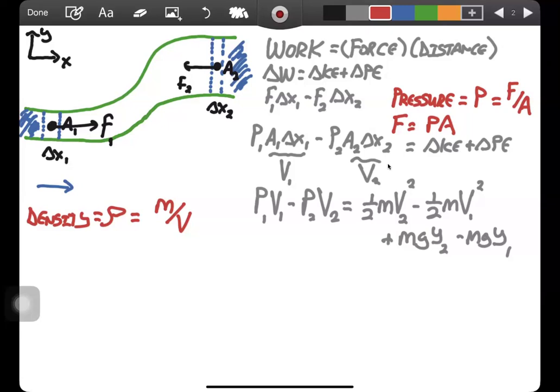So just as I did with the pressure, I can also rewrite things here where I can say that the mass m is going to be equal to the density rho multiplied by V. And let's be careful here. This V is volume, not to be confused with the velocity of the fluid.